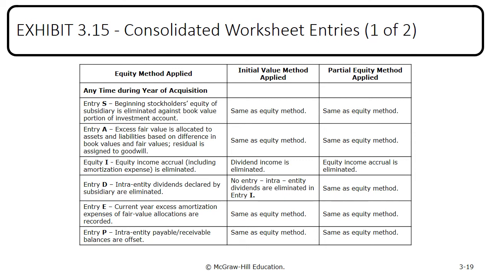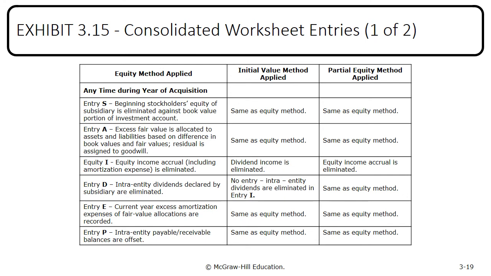If you use the equity method, you're going to eliminate the stockholders' equity of the subsidiary at its book value. You're going to create a journal entry for excess fair value and allocate it to the assets and liabilities or reduce them and record goodwill. I, you're going to eliminate any kind of income the parent recognized of the subsidiary. D, eliminate any kind of dividends the parent recognized of the subsidiary in the investment account. E, record your current year's amortization due to that fair value difference at acquisition. And then P, intra-company transactions, payables and receivables are eliminated.